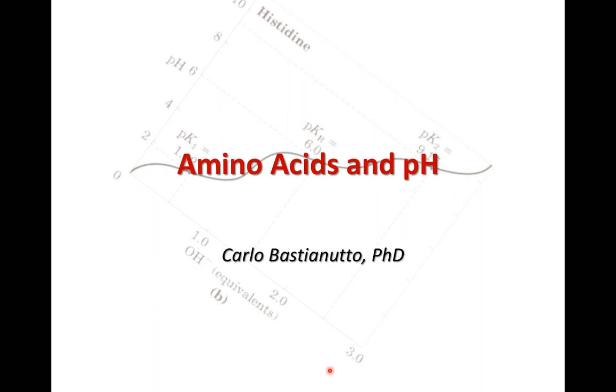Hello everyone. What we're going to talk about in this lecture is, if you want, one example of what I've anticipated when we were talking about buffers and when we were talking about the importance of the hydronium ion dissolved in aqueous solution on the structure of biomolecules. So here we'll talk about how the pH, so the concentration of the hydronium ion, affects ultimately the charge and the behavior of amino acids.